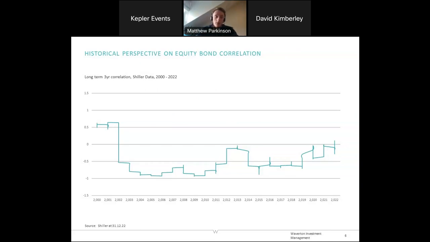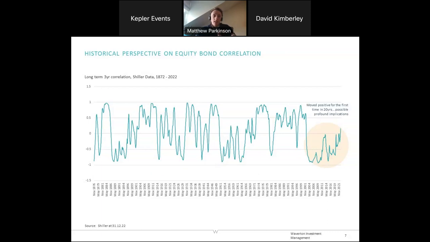However, for the students of history, this may not have come as such a surprise, because this is that same chart, but using that same data set I showed you earlier, going back to 1876, all the way up to 2022. The orange circle on this chart highlights the time period I displayed on the previous chart. As you can see, that period of consistently negative and stable correlation over the last 25 years was actually the outlier over the longer term. The relationship between equities and bonds is much more volatile than the last 25 years would suggest, and that's something all multi-asset investors should be well aware of, particularly going forward.